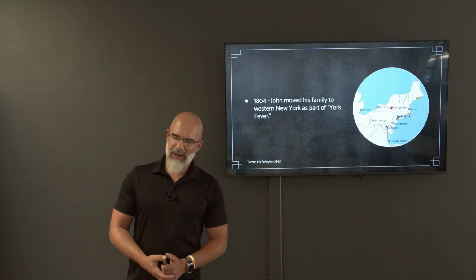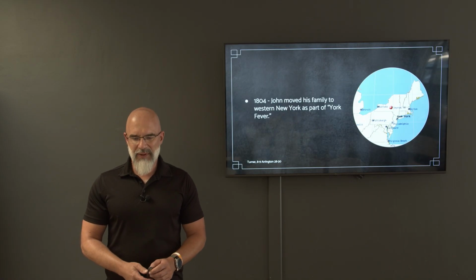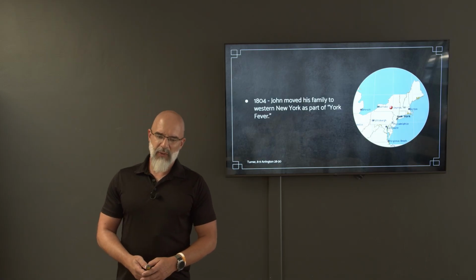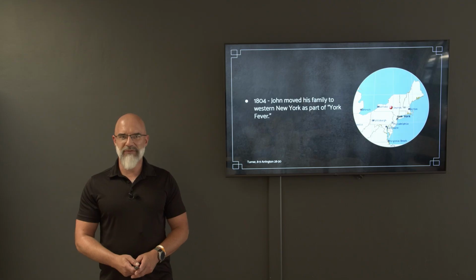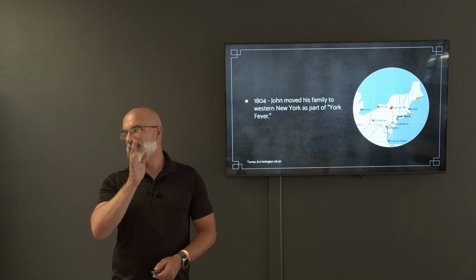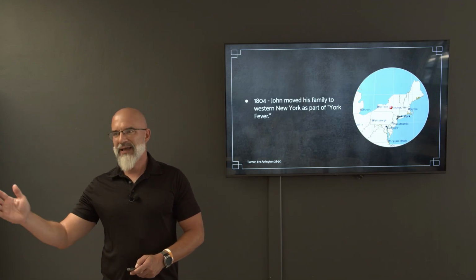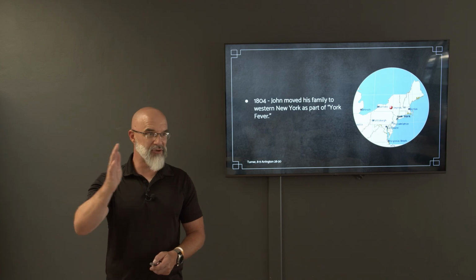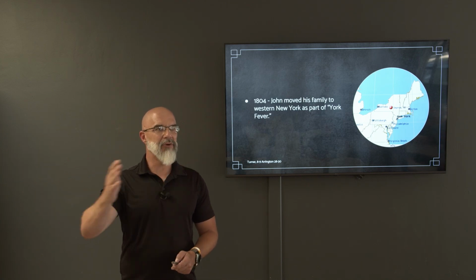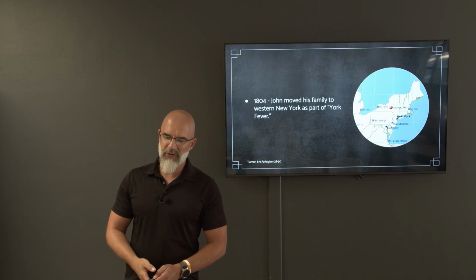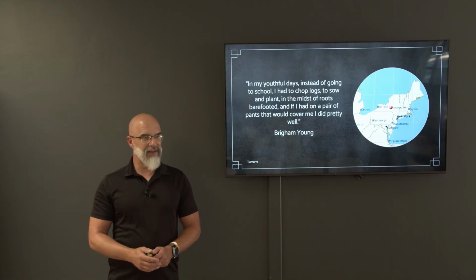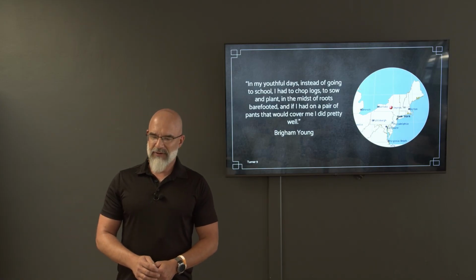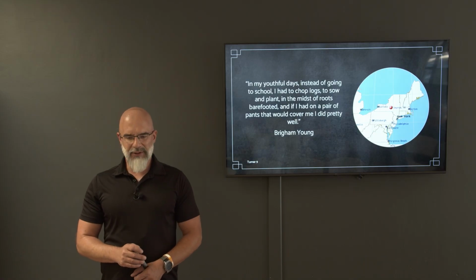Things didn't work out well in Vermont, and so with a lot of other people, he moved his family to western New York as part of York Fever in 1804. Western New York was still the frontier in the early 1800s, and people were flocking there for the American dream. We're going to go have a better life. We can make something of ourselves. And he moved the family there, where it was just like no better than Vermont. They were trying to eke by on a farm, incredibly, incredibly poor.